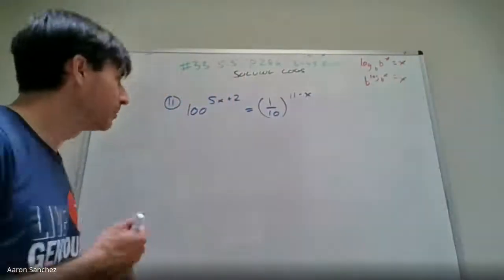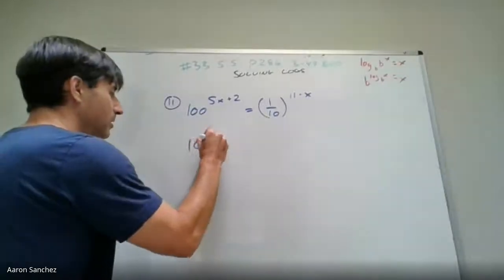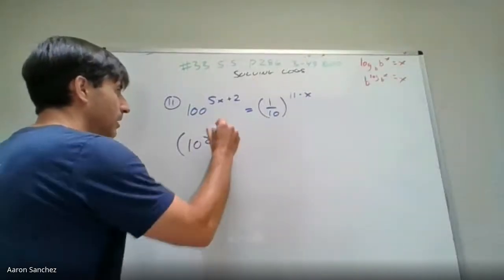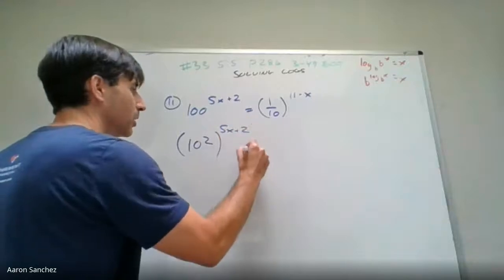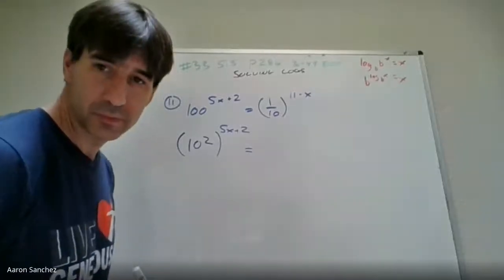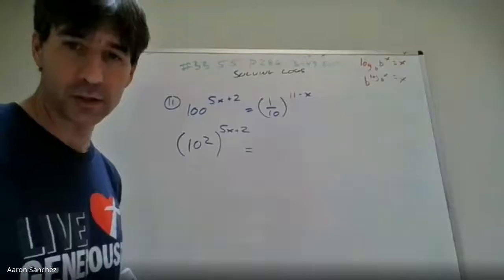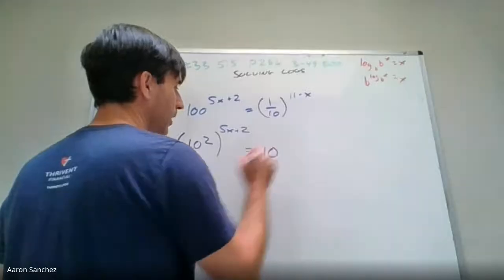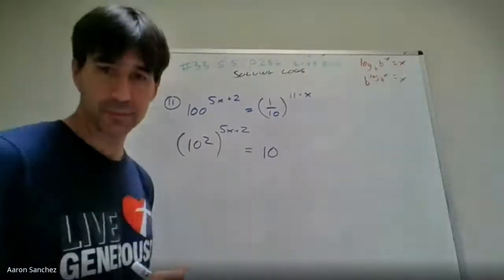10. Why? Because 100 is 10 to the second. That's 100. Remember, that's raised to 5x plus 2. And Jose, what's 1 over 10 with a base of 10? 5? No. No. More. 10. 10 to the what, though? 1. Less. 0. Mind explaining it to me?